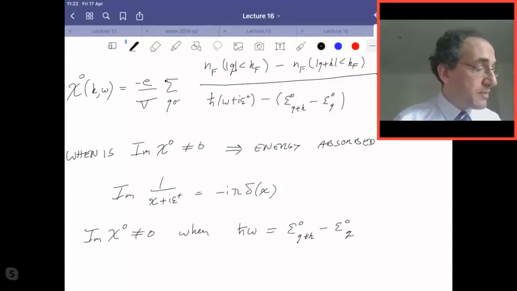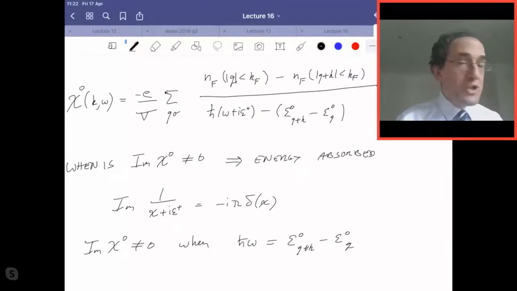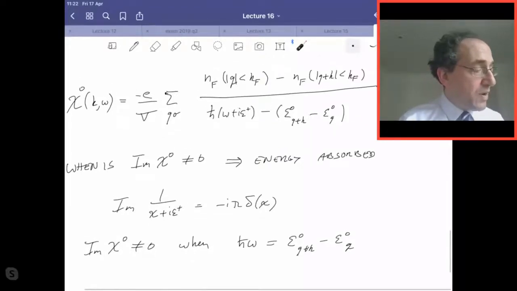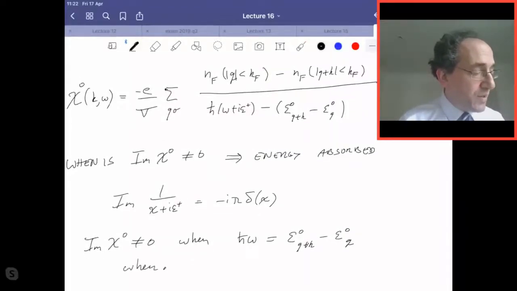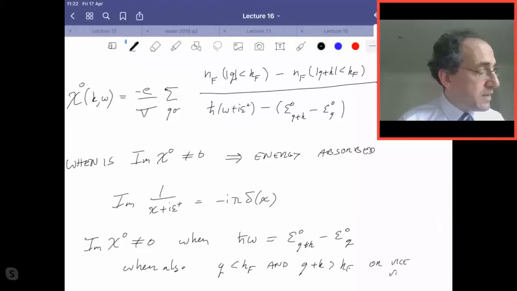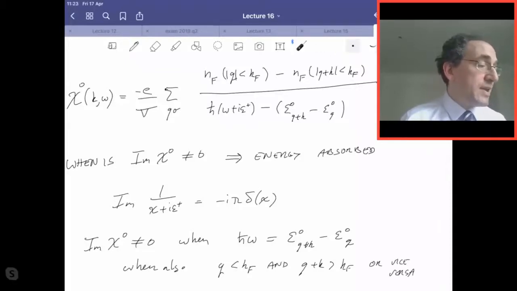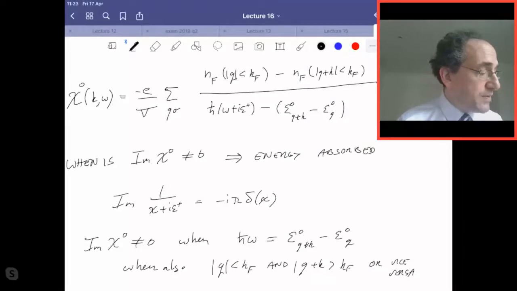Actually, we should be a little bit more careful here. In order for the numerator to be non-zero, you also have to have q less than kf and q plus k greater than kf, or vice versa. If they're both less than kf, then you get 1 minus 1, and that cancels. And if they're both greater than kf, then you get 0 minus 0, and that cancels also. So one has to be greater than kf and one has to be less than kf in order to get a non-zero result.